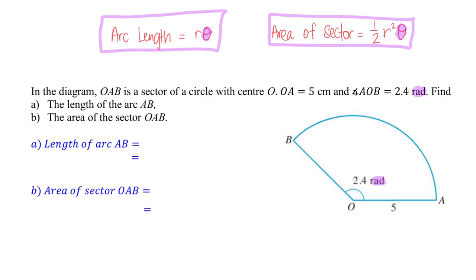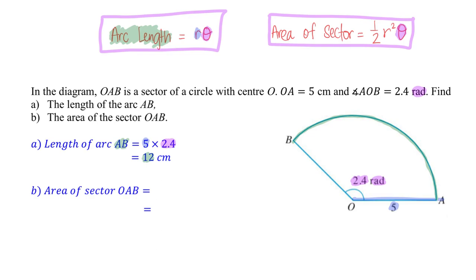AB, okay, arc length, then I'm going to look at this formula, which states that it is simply the radius times the angle. The radius times the angle, and I have the radius 5, I have the angle 2.4 radians. So the arc length that we are looking at, which is this, is simply 5, the radius, times 2.4, the angle in radians, multiply them together and we are done. 12 cm, finish.